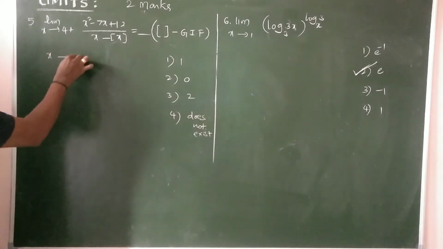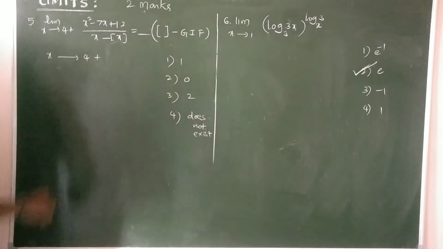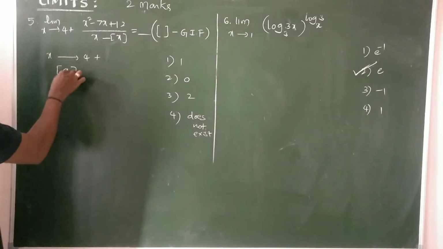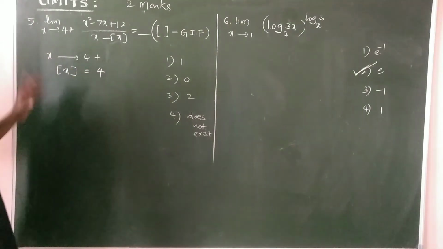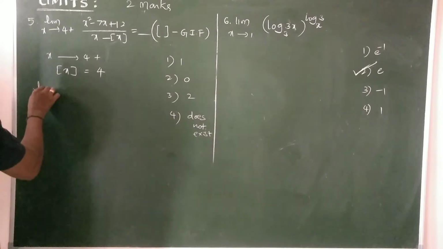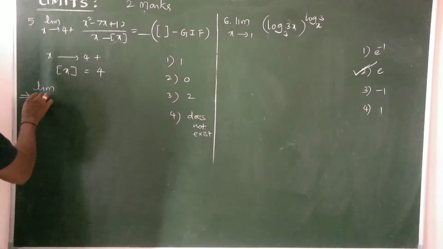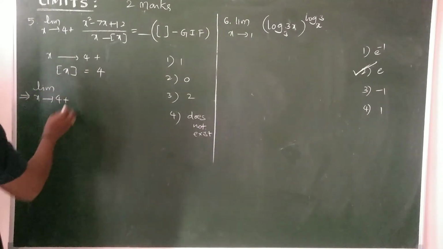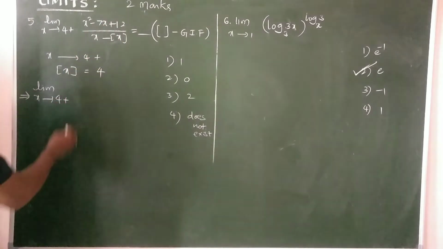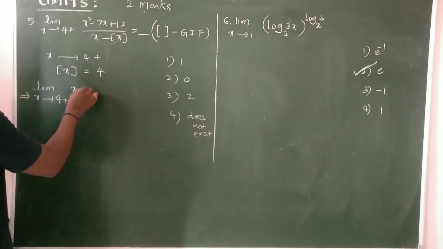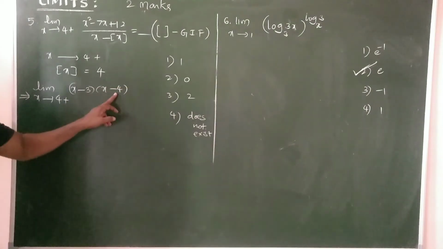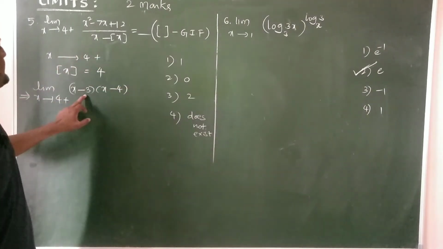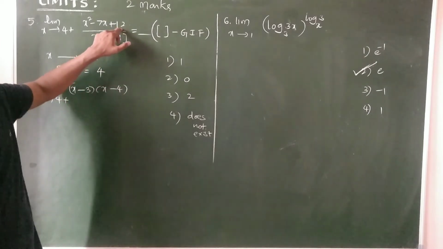Here x tends to 4 plus, meaning definitely the step of x equals 4. Yes or no? Okay, let us apply here. Limit x tends to 4 plus, x square minus 7x plus 12. Shall I write it like this: (x minus 3) into (x minus 4). Definitely minus 3 minus 4 is minus 7, and minus 3 into minus 4 is plus 12.